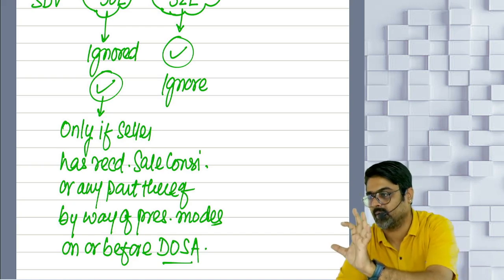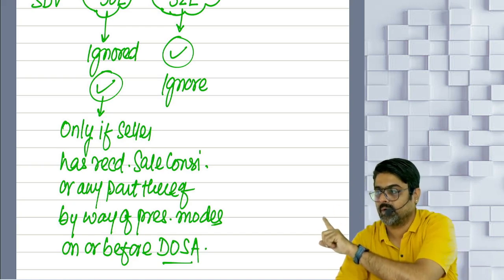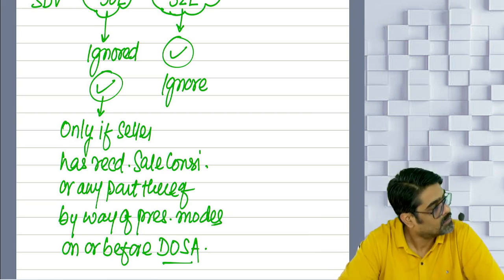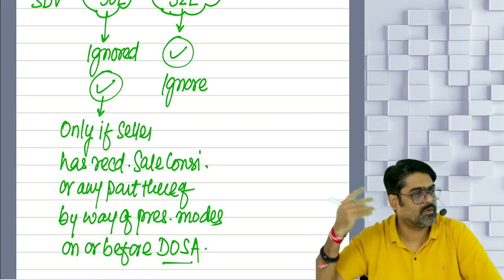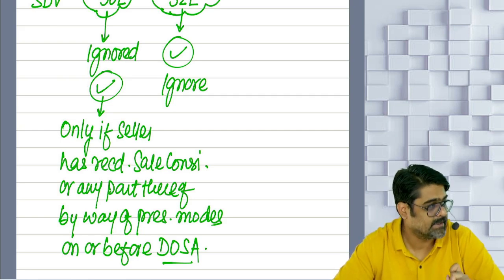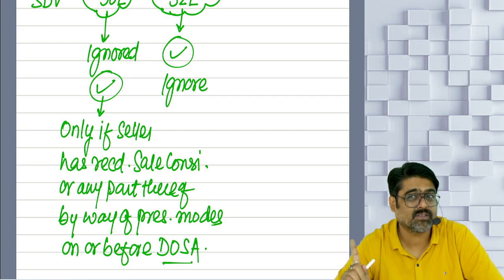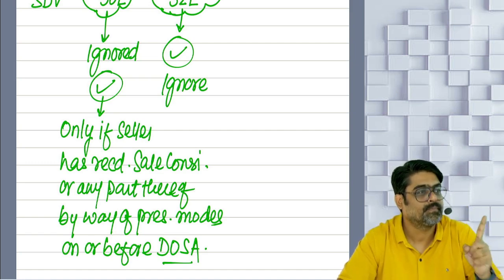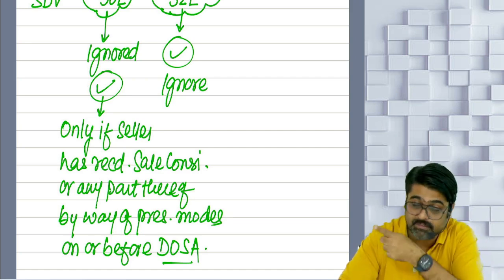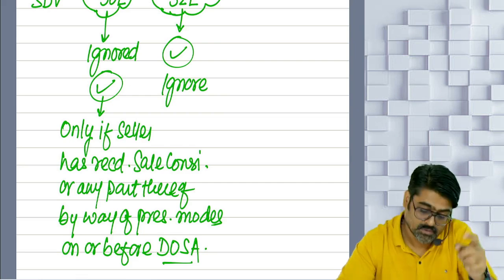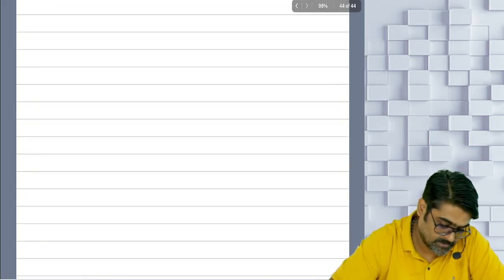If this has happened, then ignore the stamp duty value as on the date of registration and take the stamp duty value as on the date of sale agreement. Otherwise, in every other case, you are going to take the stamp duty value as on the date of registration. Now mind it, this discussion which I have done will come in IFOS also at the time of gift. At the time of gift, the same discussion is going to come, and that time you are supposed to remember this. Will you? Let's see how much you will remember.